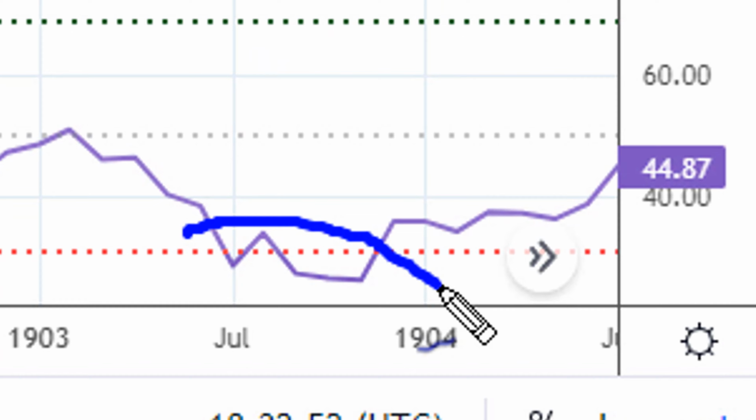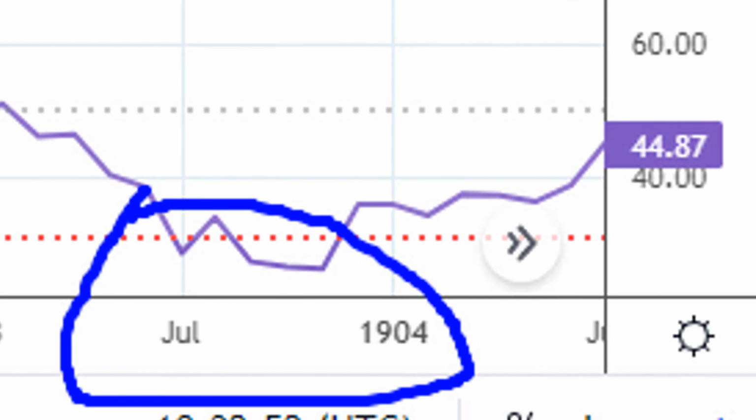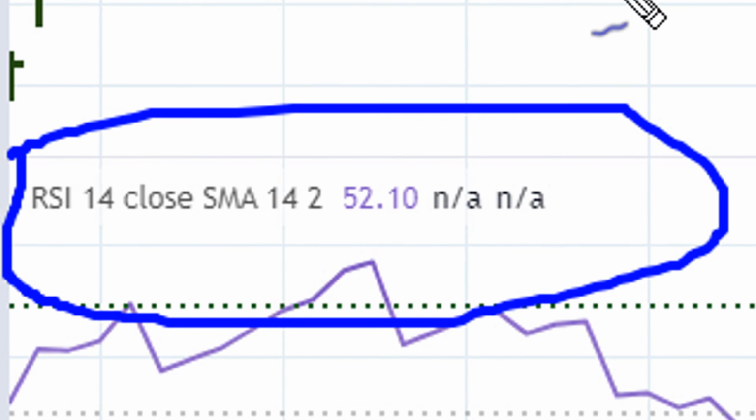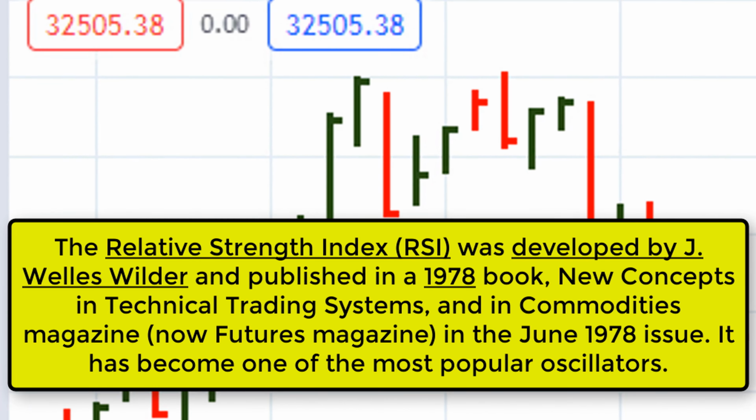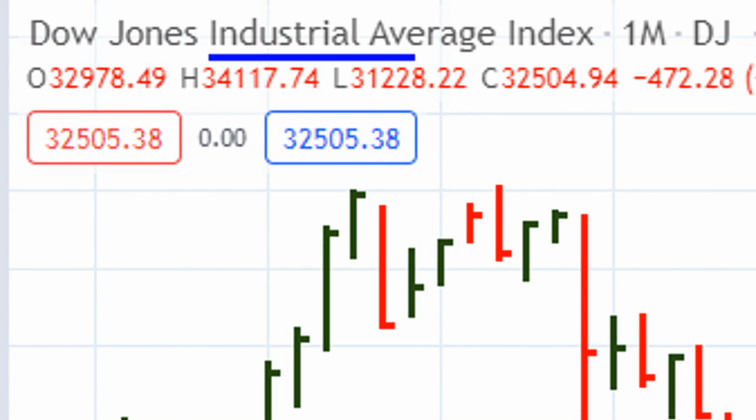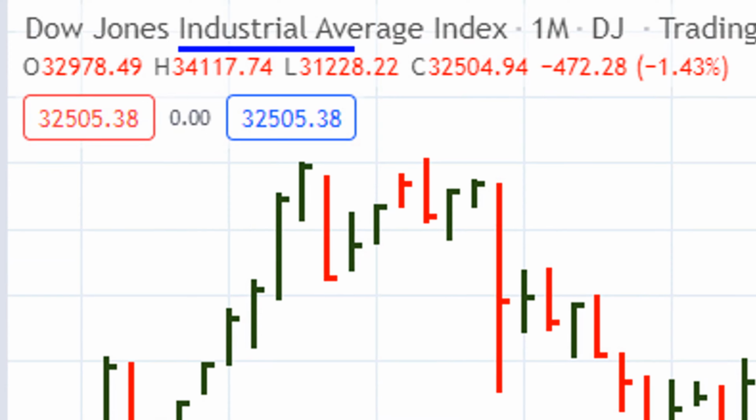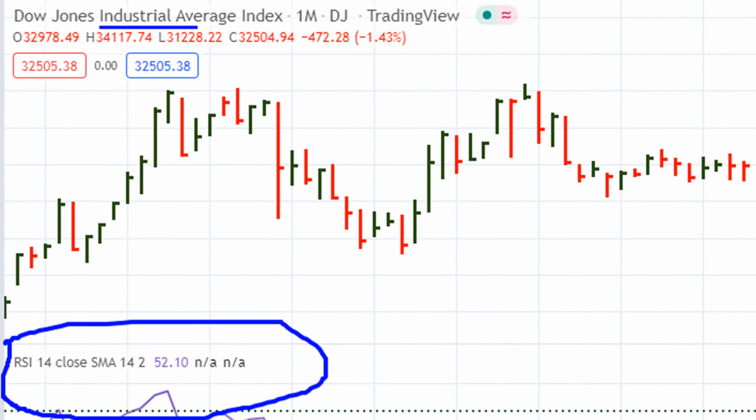And we are going to go back and start almost 120 years ago, almost 70 years before the RSI was invented, and we're going to be using the Dow. And this method is still applicable for all trading markets: stocks, forex, cryptos, in other words, any trading instrument.